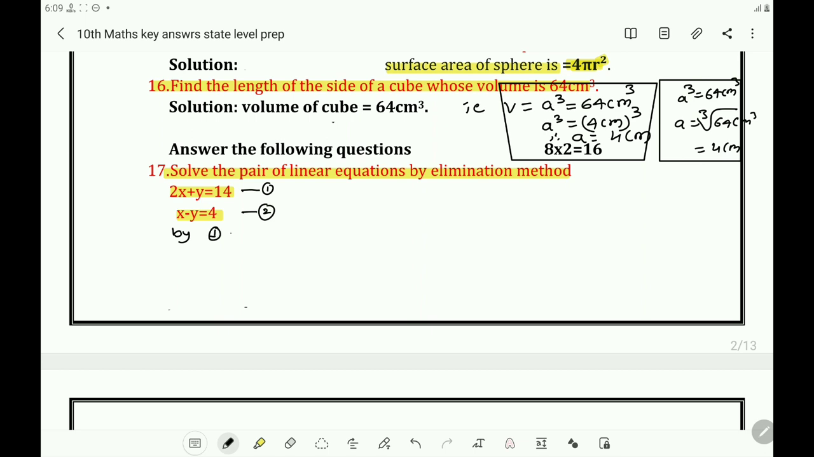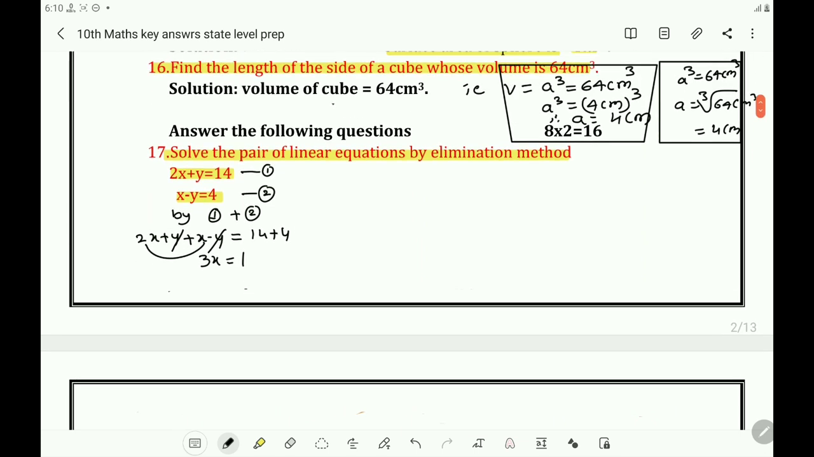So consider this is first, this is second, then first plus second. So take the first one, 2x plus y, LHS plus x minus y equals 14 plus 4. LHS plus LHS, RHS plus RHS. Then you can cancel this y. 2x plus x is 3x equals 14 plus 4 is 18. Then x equals 18/3. You will get 6.